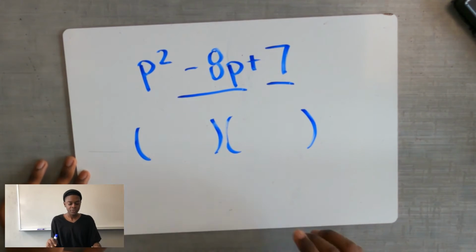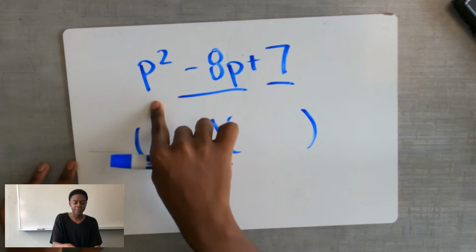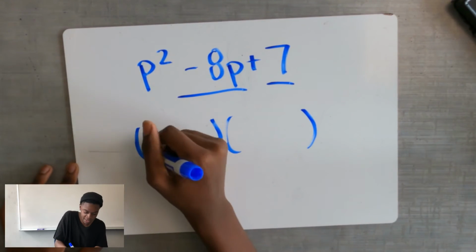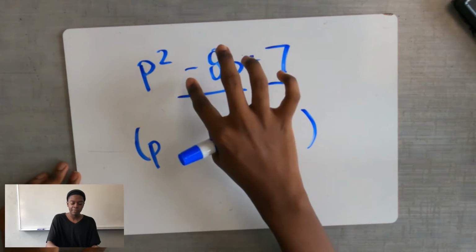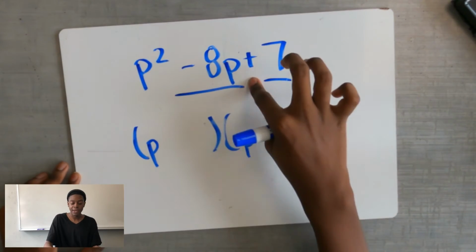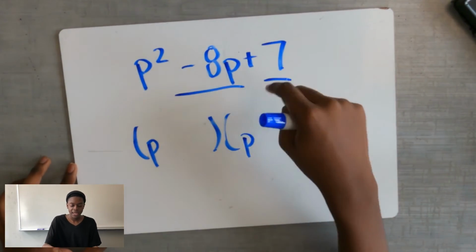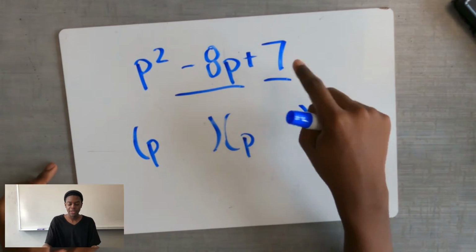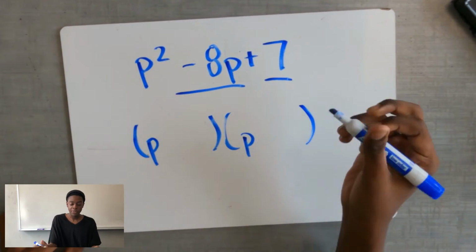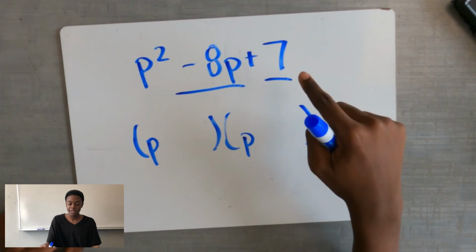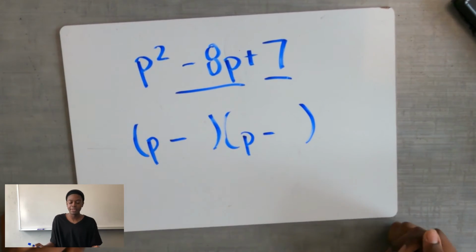All right, so let's look at this. What two numbers multiply together to get p squared? Well, that's just p. So p and p. Now, when we have a negative and a positive sign, let's think about that. So we have this negative 8p and we have this plus 7p, plus 7. So we know that a negative times a negative is a positive. So keeping that in mind, these two signs need to be negative.